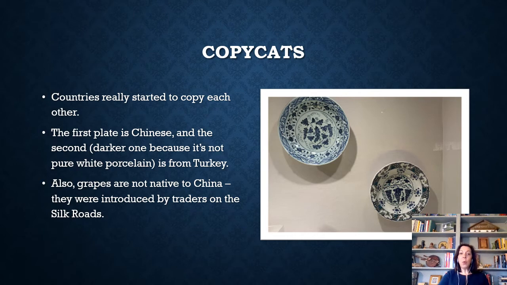And we see over here on the right, the slightly darker plate is from Turkey, and we know in part that it's from Turkey because it's not pure white. So Turkey still hadn't cracked the code on how to make that pure white Chinese porcelain, but they sure were trying hard. So this is basically a slightly darker clay plate that is painted white to try to make it look like it's the same sort of white porcelain.